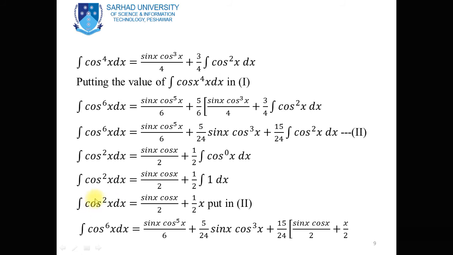So we can easily integrate any trigonometric function with power n with respect to x. The integration of cos square x with respect to x by using the reduction formula is equal to sine x into cos x divided by 2 plus 1 over 2 into x. Now putting this result in equation number 2, we obtain the integration of cos x whole power 6 with respect to x is equal to sine x into cos 5x divided by 6 plus 5 by 24 into sine x into cos cube x plus 15 by 24 into sine x into cos x divided by 2 plus x by 2.